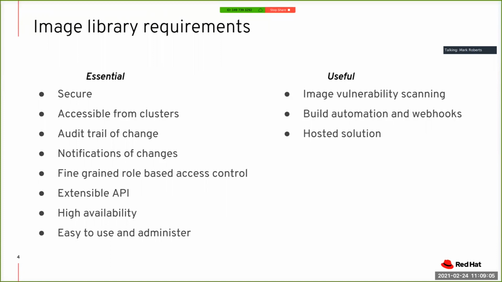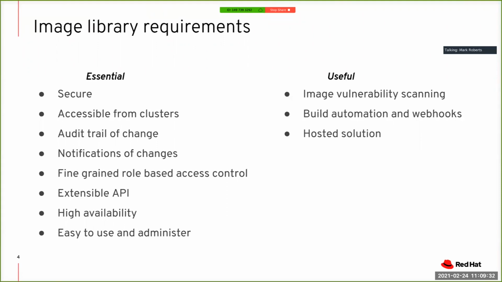We need an audit trail of change. So we need to know who did what, where, and when. We need to be able to answer those questions. And we want to be able to notify people and processes when changes happen, when new images are committed, when vulnerabilities are found. We want those notifications to fire. And we also want a role-based access control process. We want that fine-grained and easy to use so that we can control the access as necessary.